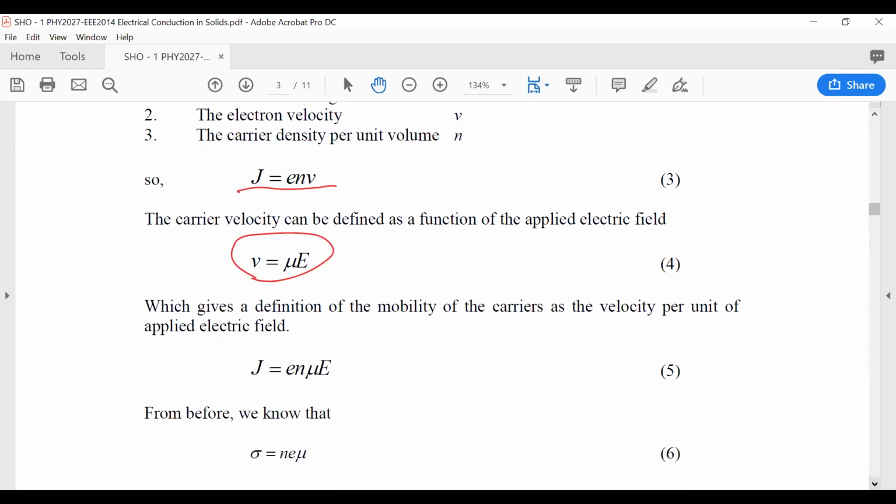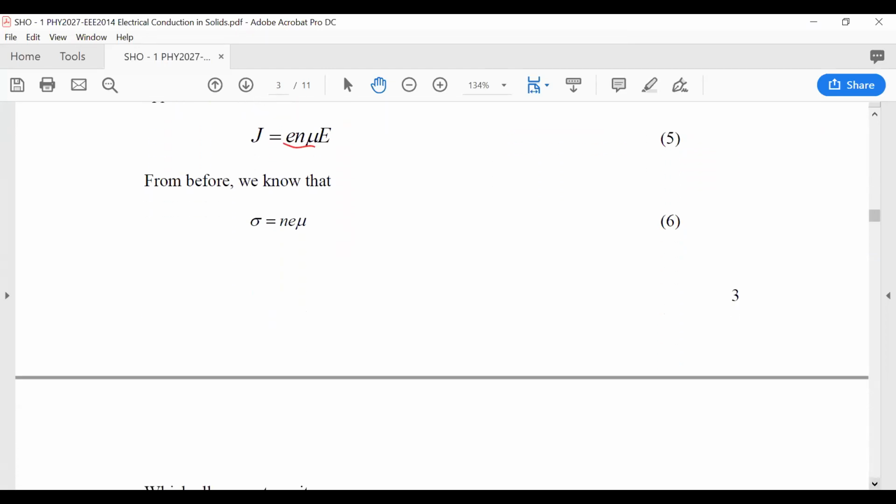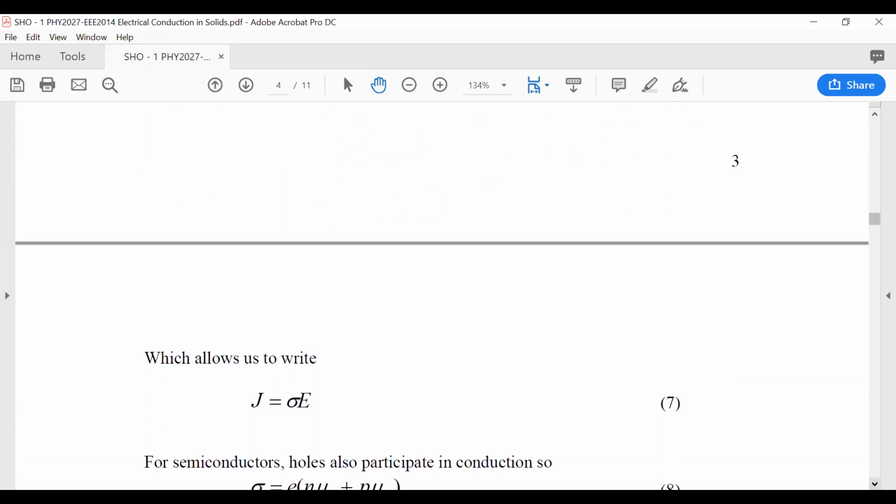J equals E n mu times the electric field. Now we know that e n mu in equation 5 is equal to the conductivity of the material. So we substitute the conductivity in equation 6 and we get J equals sigma E, which is Ohm's law.